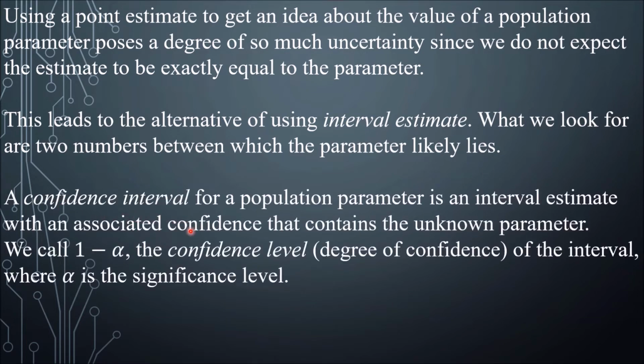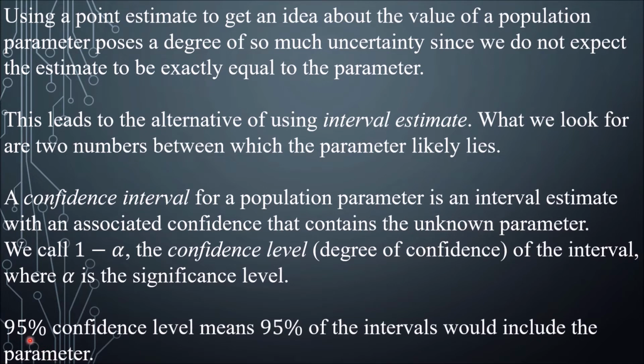A confidence interval for a population parameter is an interval estimate with an associated confidence that contains the unknown parameter. We call 1 minus alpha the confidence level or degree of confidence of the interval, where alpha is the significance level. So 95% confidence level means 95% of the intervals would include the parameter.